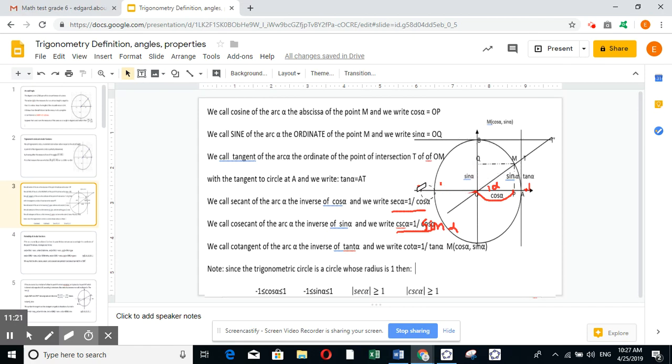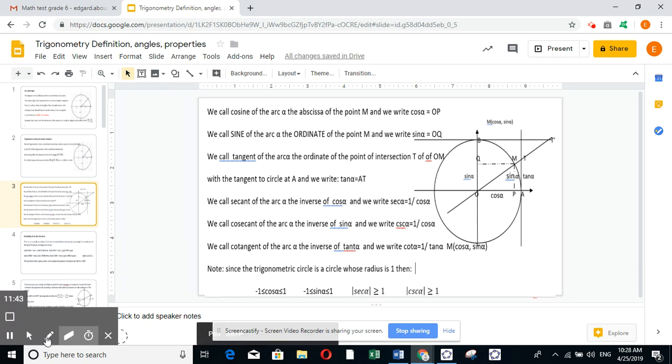And the projection of any point M on a circle on the x-axis, as you can see here, is cosine alpha. And the projection on the y-axis is sine alpha. And tangent is sine over cosine. And for cosecant, we said here it's sine, so this was a mistake, I corrected it before. It's sine alpha.